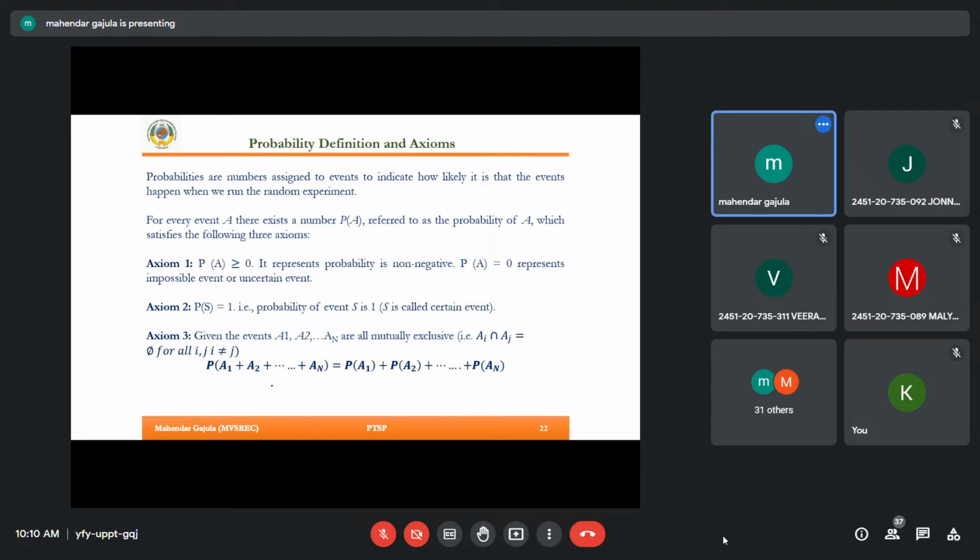Third one, probability of A union B is equal to probability of A plus probability of B if A intersection B is null set.